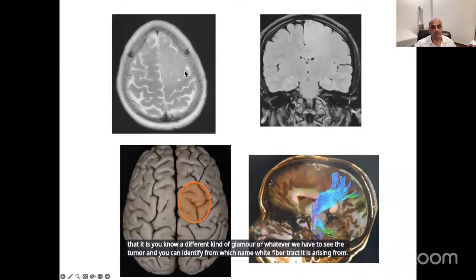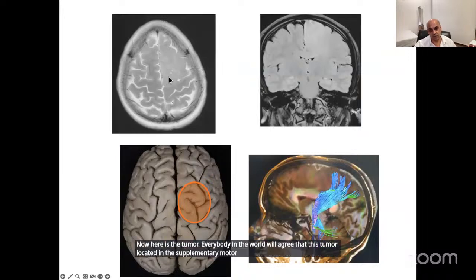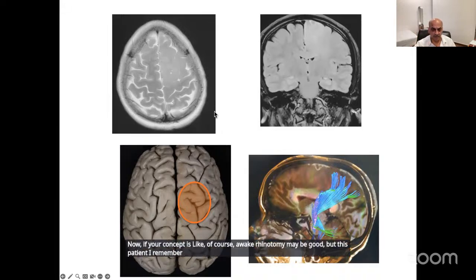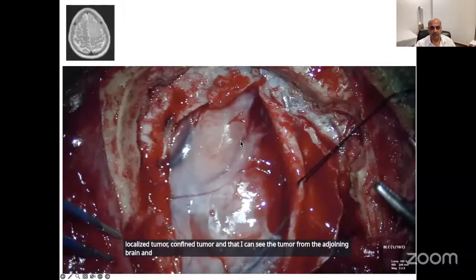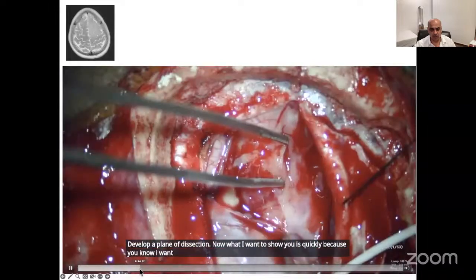Now here is the tumor. Everybody in the world will agree that this tumor located in the supplementary motor area is a dangerous tumor to operate. Of course, awake craniotomy may be good, but this patient, I remember, was not under any kind of awake situation. The concept is of a localized, confined tumor, where I can see the tumor from the adjoining brain and develop a plane of dissection.